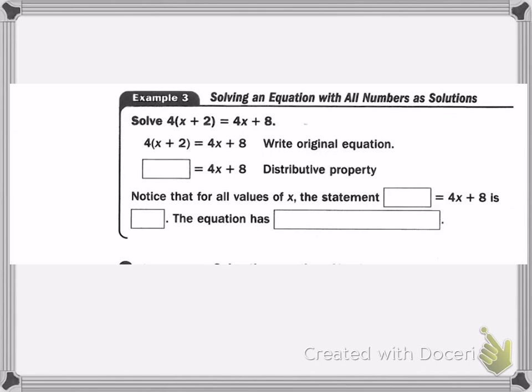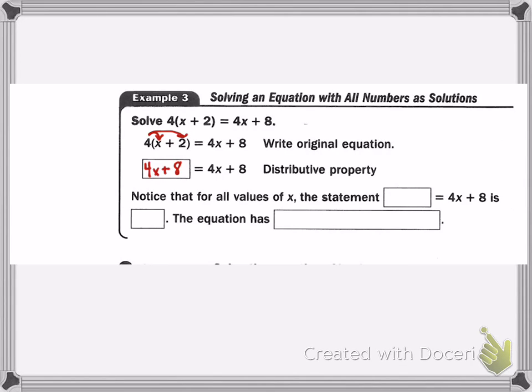So again, we have an equation here where we have distributive, so we're going to apply the distributive property. You know you need to distribute that 4. So we would start with the 4 times x, which of course gives us 4x, and then 4 times the 2, which gives us 8.